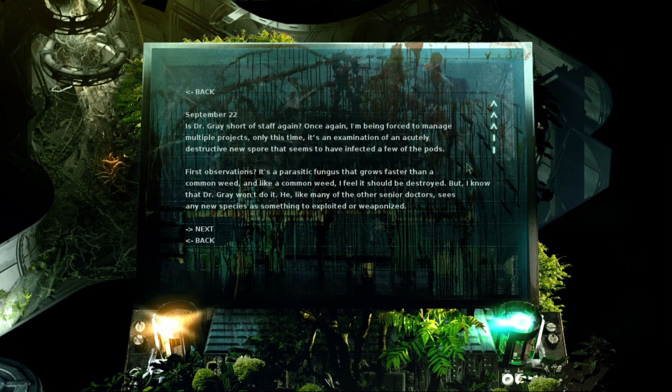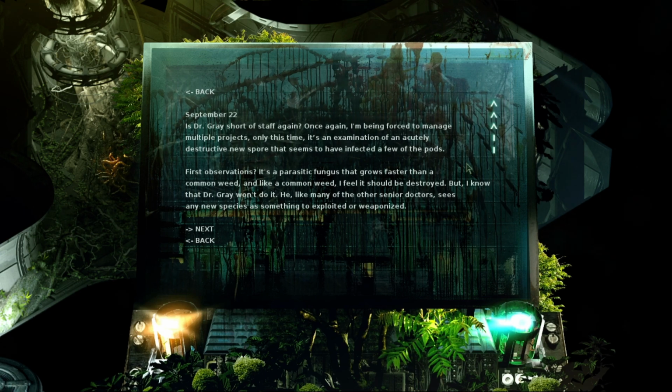Once again, I'm being forced to manage multiple projects. Only this time, it's an examination of an acutely destructive new spore that seems to have infected a few of the pods. First observations, it's a parasitic fungus that grows faster than a common weed. And like a common weed, I feel it should be destroyed.